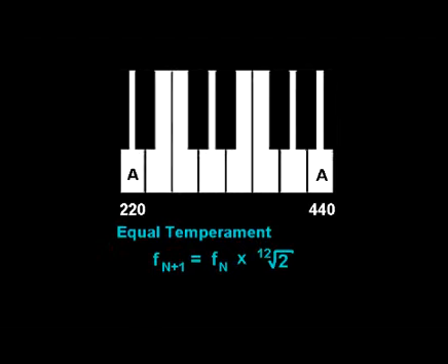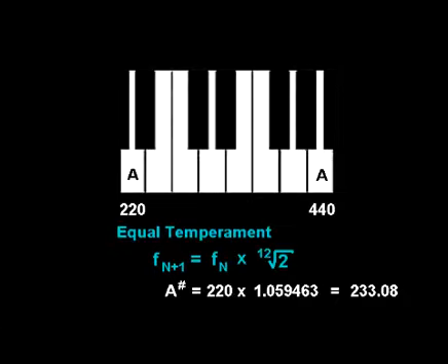Pianos are tuned in the equal temperament system. Now, how do we arrive at these pitches? The theoretical pitch of each respective note is its lower neighbor times the 12th root of 2. That's 1.059463. So, for instance, A220 times the 12th root of 2 is 233.08.